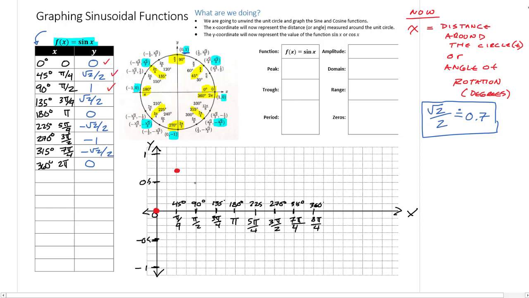90 degrees, we're at 1. Okay. Now we're coming back down again. We're at about 0.7 right there. And then we're back at 0. All right, so there's the first half of our graph.